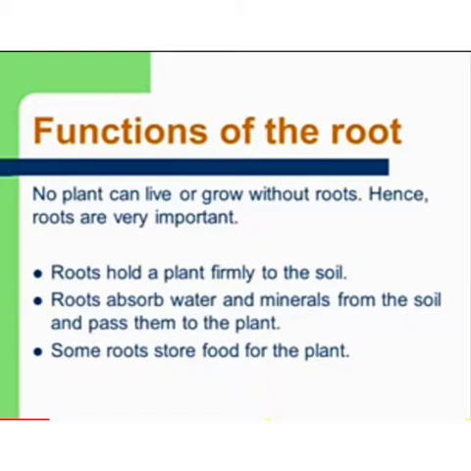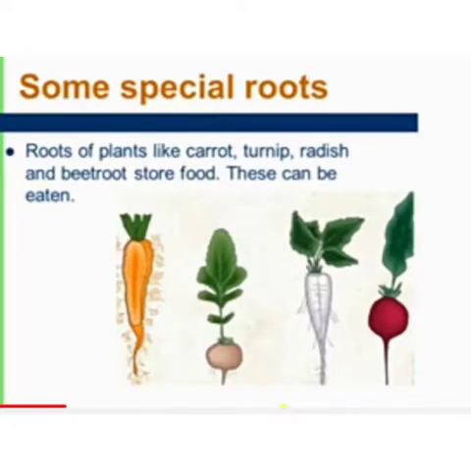Okay, and third point, some roots store food for the plant. Some plants store extra food in their roots. See the students, some special roots are there. Roots of plants like carrot, turnip, radish and beetroot store food. This can be eaten. Some of these roots are eaten by human beings.